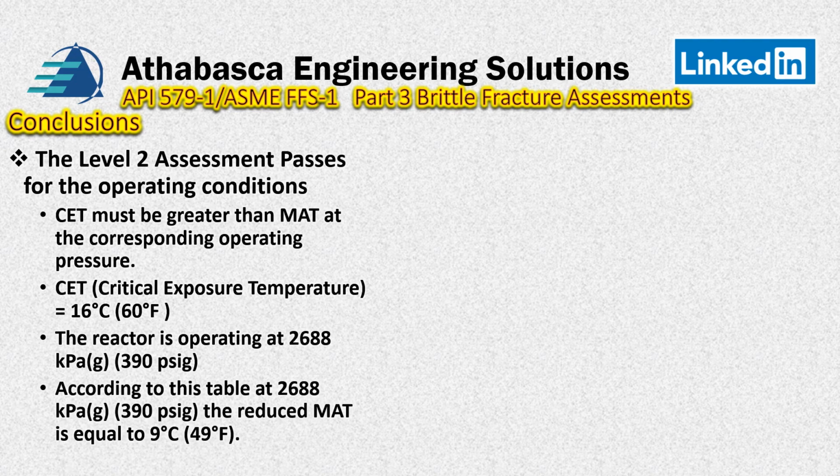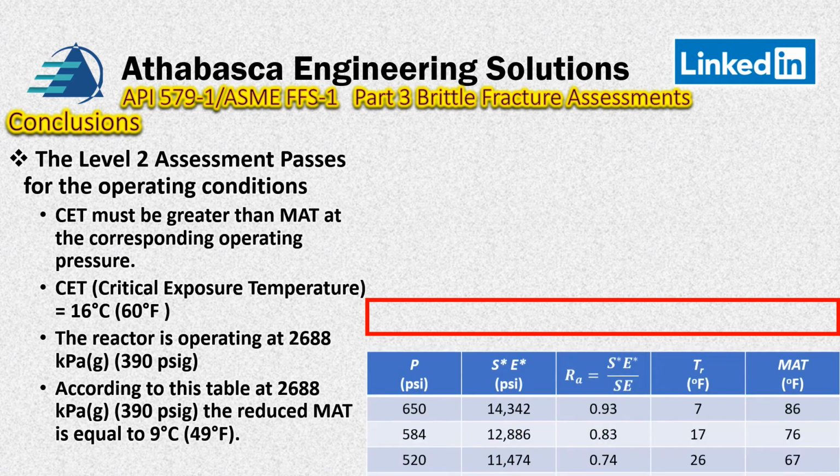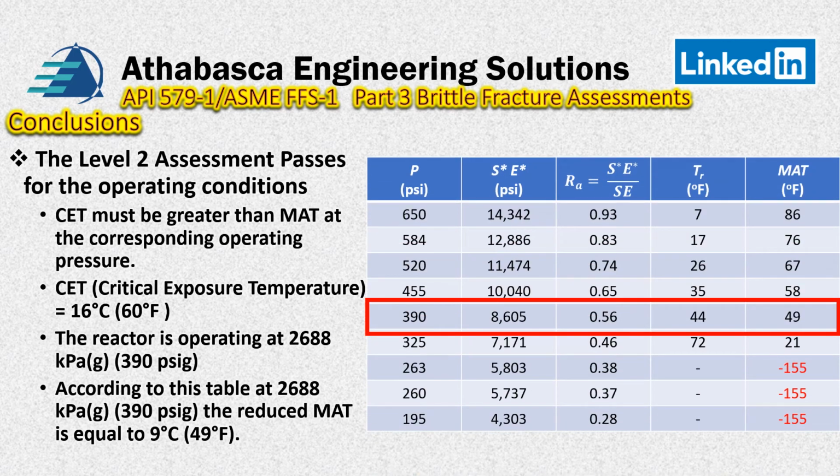And if, according to this table, we use that pressure of 390, then we can reduce our MAT equal to 9 degrees centigrade. So we're okay. So if we look at our graph, you can see 390 psig. And we're sitting here at 44 Fahrenheit, or approximately, and you make that adjustment, and we're fine. So that concludes this topic.